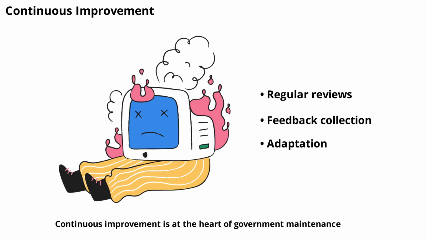Continuous improvement is at the heart of government maintenance. This involves regularly reviewing systems, seeking feedback, and making necessary changes. A commitment to learning and adaptation helps governments meet new challenges and serve citizens better over time.